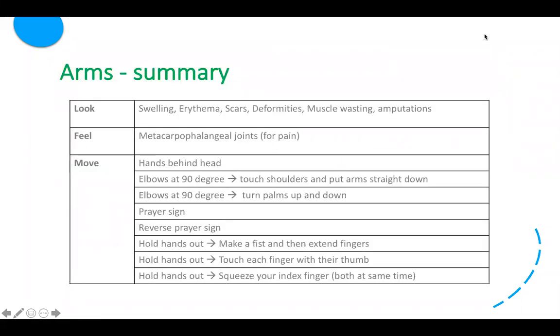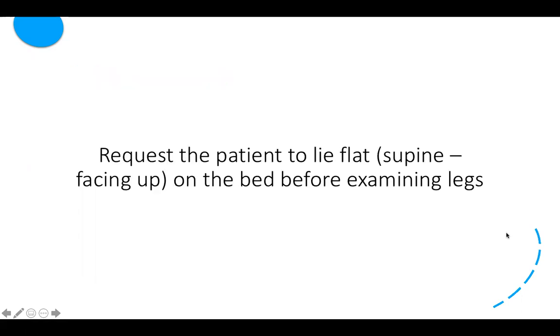Okay. So that concludes arms. You've had a look, you've felt for any pain, and these are the movements that you would ideally do to check for any abnormalities. Okay. So the next part of the examination, you're going to be assessing the legs, but you want to ask the patient to lie flat. So you want to face them supine, facing up. Make sure they're comfortable lying down flat. If they're not, then keep them as flat as they can possibly tolerate.